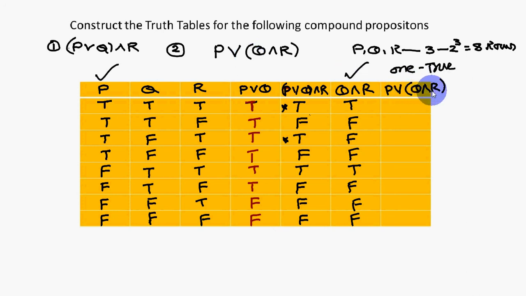Now it is P or Q, and R. Q and R you already know. P is here. The or symbol says at least one should be true. First column and the last column we consider. Therefore the first four are true. Next, the fifth: F, T, at least one should be true, therefore it is true. F and F, false. F, false. F, false. So this is the way of constructing the truth tables.